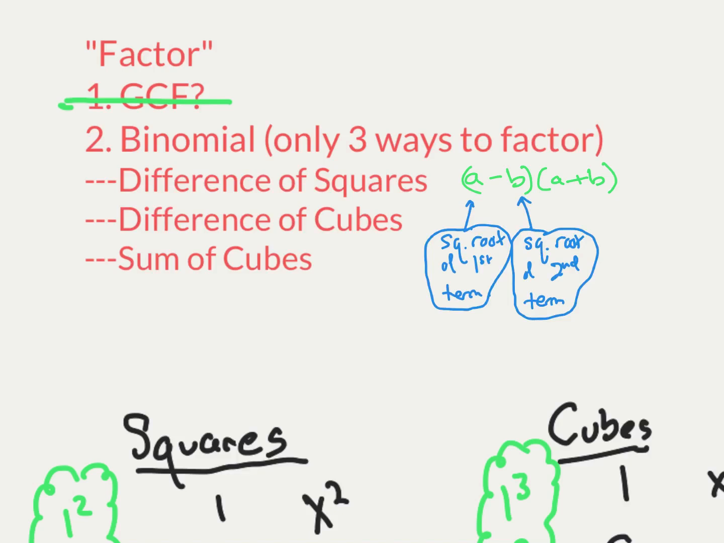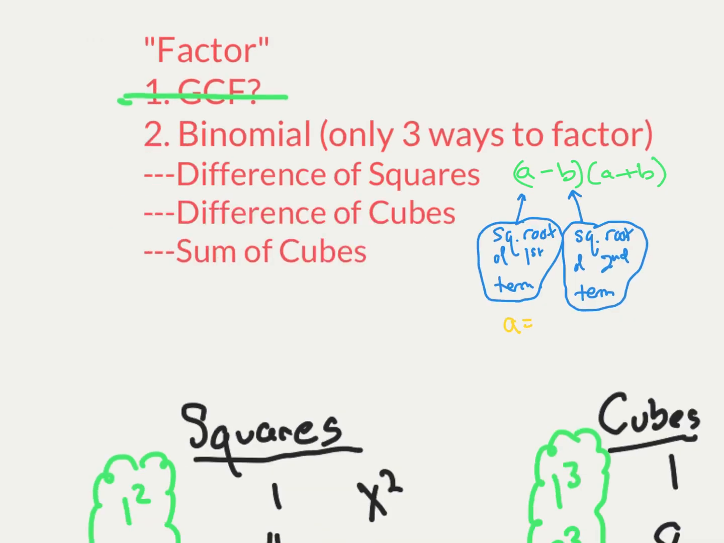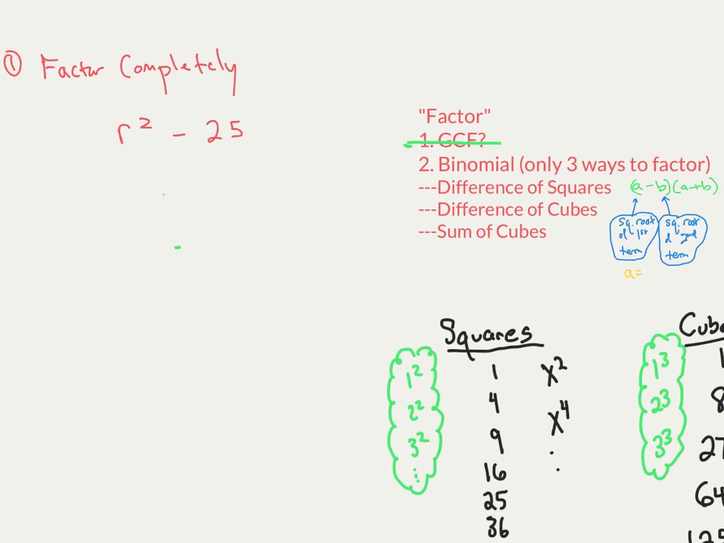So in this case, zoom back out, a is the square root of r squared. So a is going to be r. Square root of r squared is just r. And then b is the square root of the second term. The square root of 25 is 5.